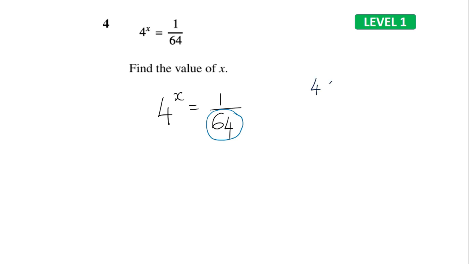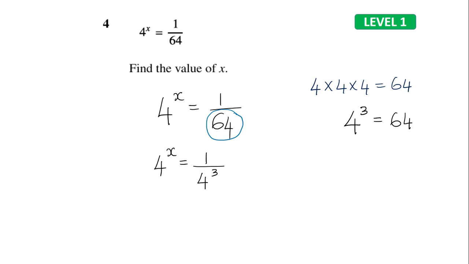So we know 4 times 4 times 4 gives you 64. So I'll write 4 to the power 3 is equal to 64. So 4 to the power x is equal to 1 over 4 to the power 3. Now here I cannot equate the powers. I cannot write x equals 3 because the 4 here is in the numerator, and on the other side of the equation 4 comes in the denominator.